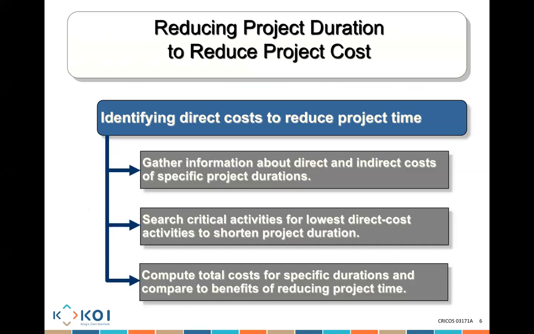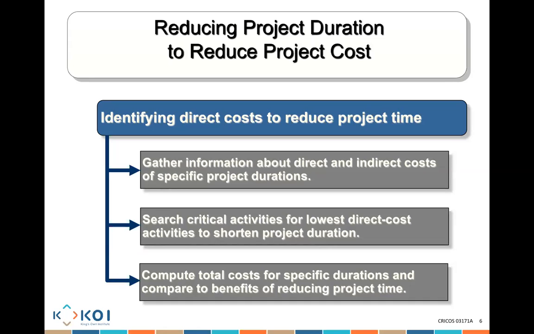So how do we reduce the project duration? Well, the way you do it is you gather information first. How do you reduce the duration to reduce our cost? It's really about identifying the process. So first thing, you need to gather information about what my direct cost and my indirect cost are going to be for each specific duration that my project runs. So we need to calculate it. What is my direct cost and what is my indirect cost?